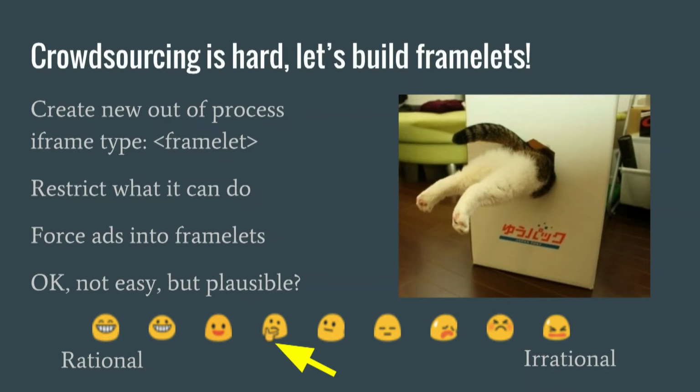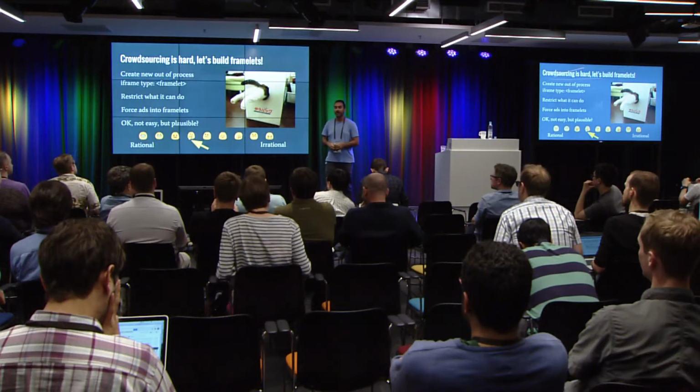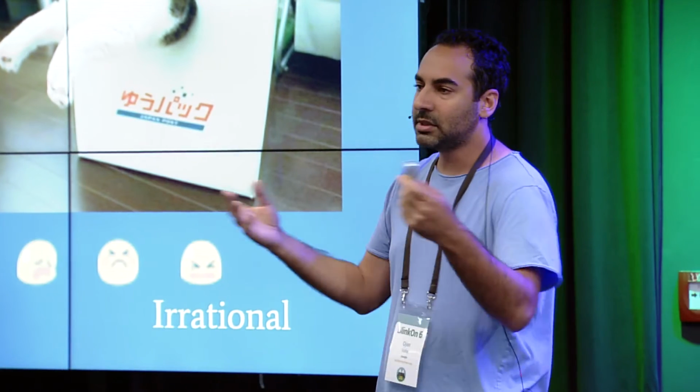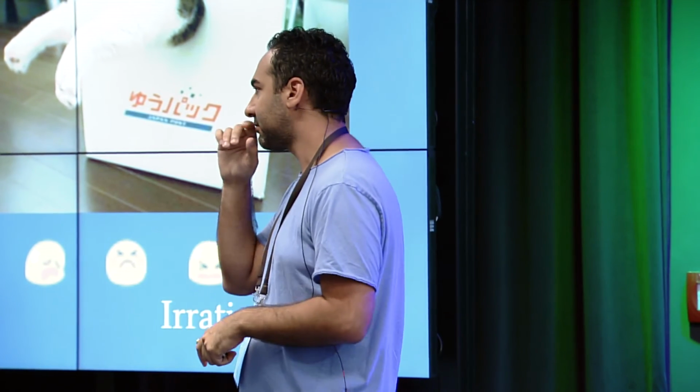And our next thought was, let's create a special type of frame. It's like an iframe, but different. And we can restrict what it can do. We can put it out of process. And then we can force ads into those frames. This is a little better. We're not actually breaking any content in theory. And we're sort of strictly better as a user experience.